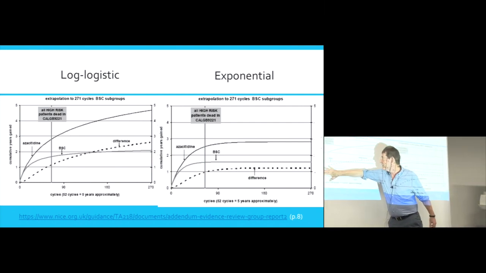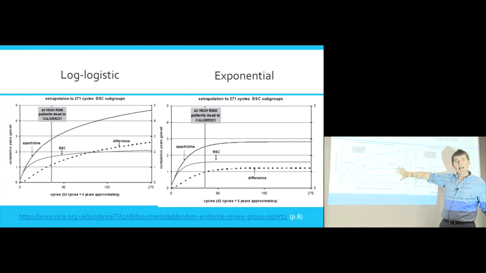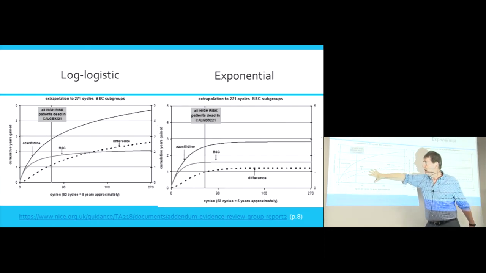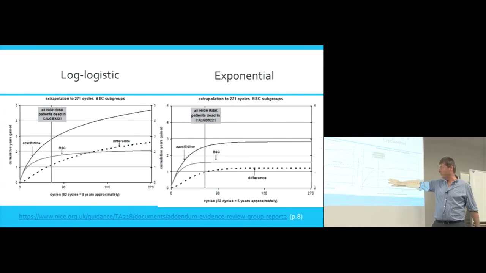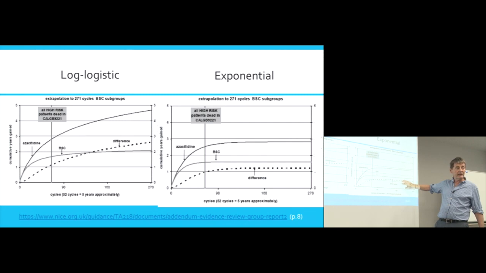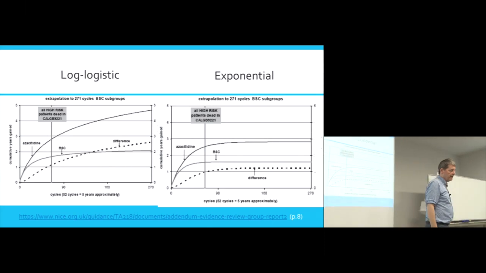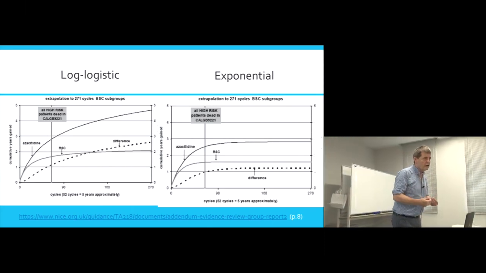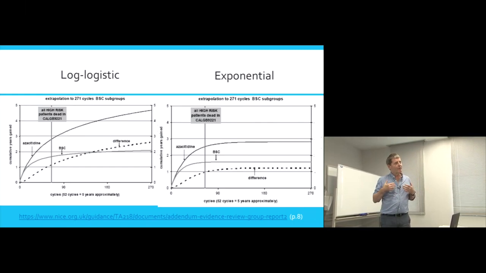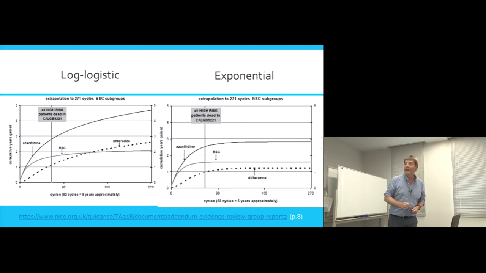If you look at the area under the dashed line in the log-logistic diagram, it's quite a big area. By contrast, the area under the dashed line in the exponential model, it's quite big, but it's half the size of the log-logistic. And so, consequently, you're going to get a much larger estimate of QALYs gained with azacitidine if you use a log-logistic model. If you use an exponential model, your estimate is much smaller.